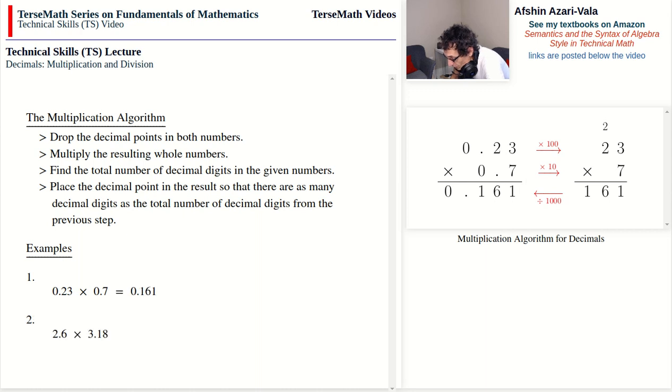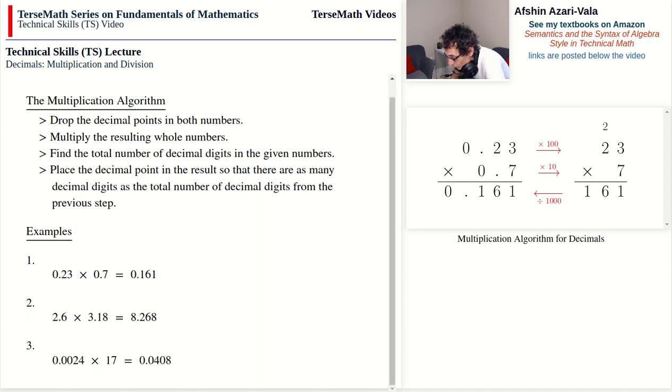All right, problem number 2, 2.6 times 3.18. In this case, if you multiply the numbers without the decimal points, you'll end up with 8,268. And then because we have 3 decimal digits to begin with, those are the digits 6, 1, and 8, we need 3 decimal digits at the end, and we get 8.268.